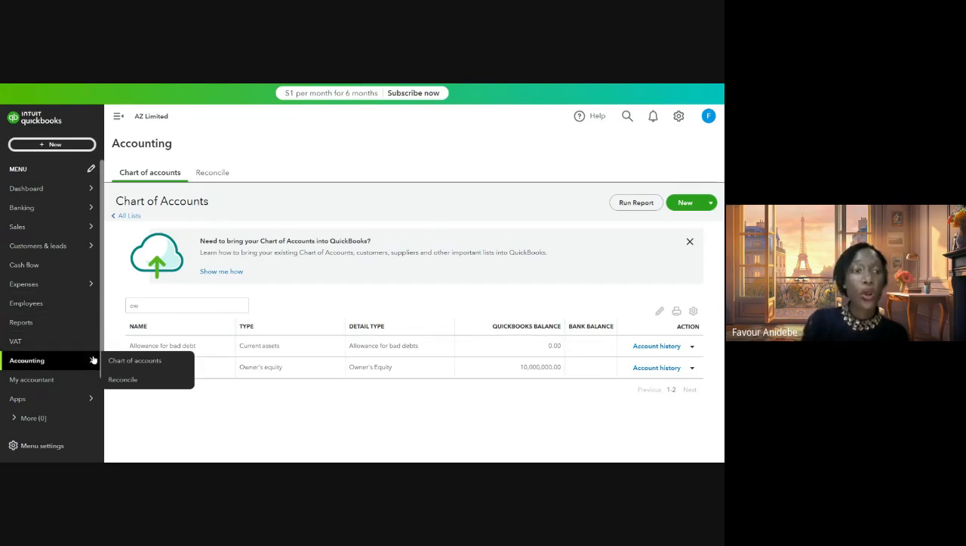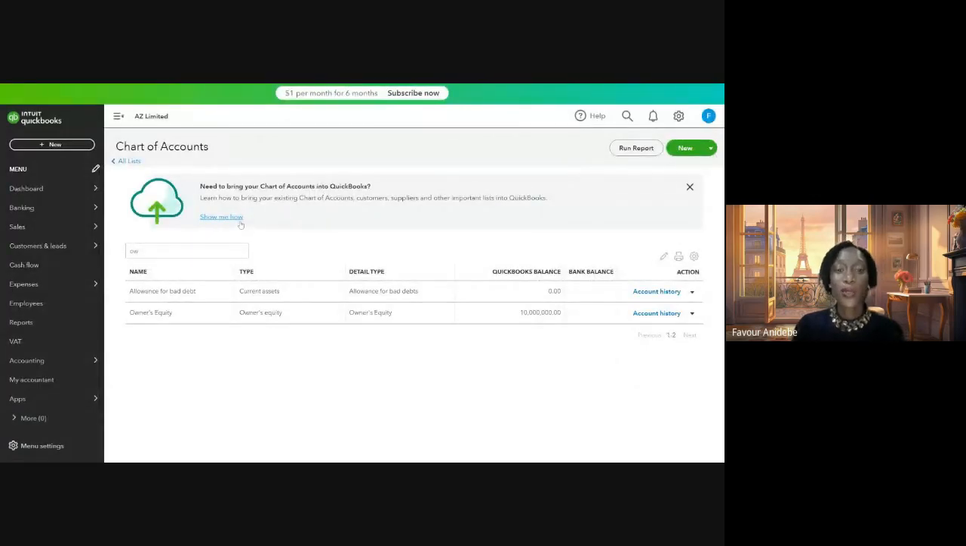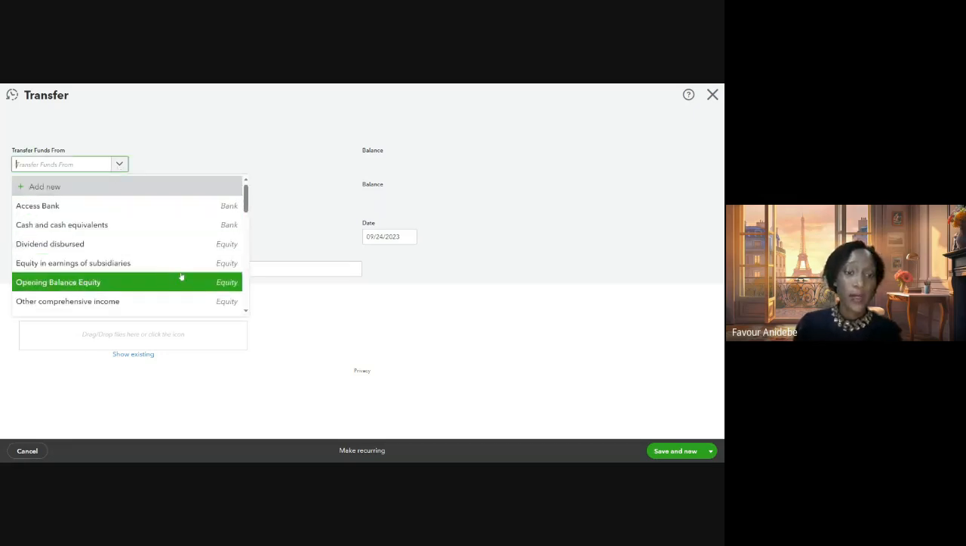So we want to record that the business started with 10 million naira that was paid into the Access Bank account. So we're just going to click transfer. Simple. We have to transfer something from somewhere to another. Once we click on transfer, it's very simple. Let's take it one after the other. It's asking us, you want to transfer funds, where are you transferring these funds from?